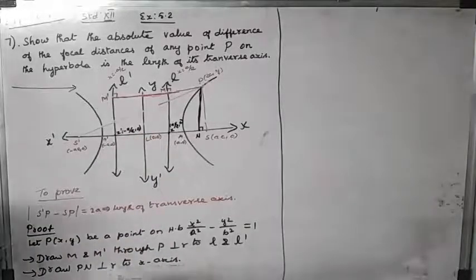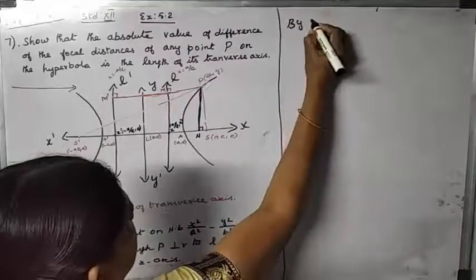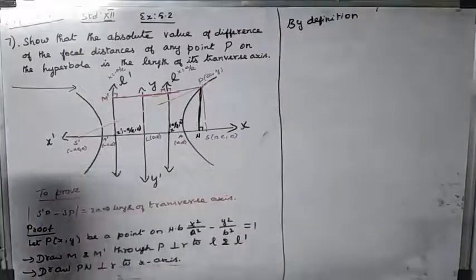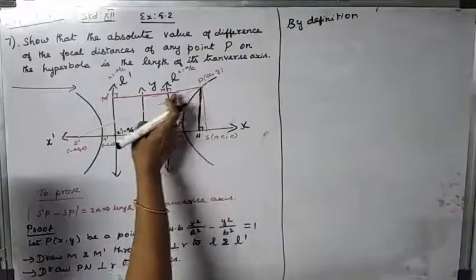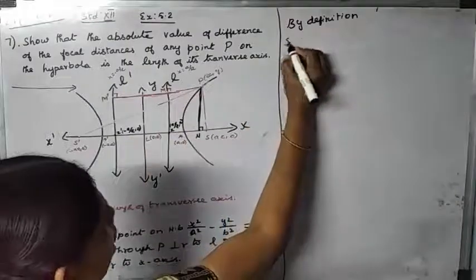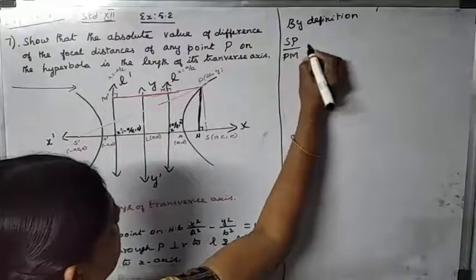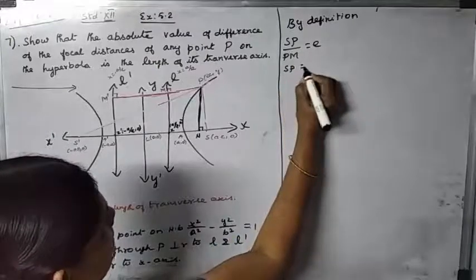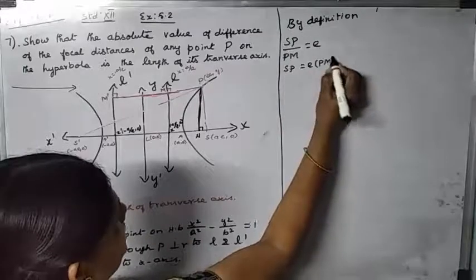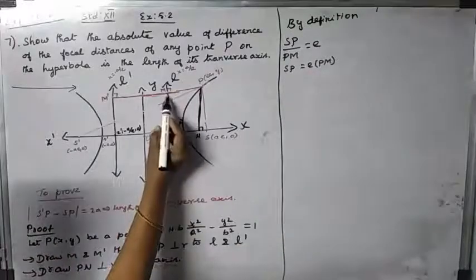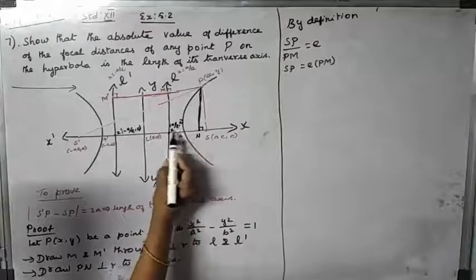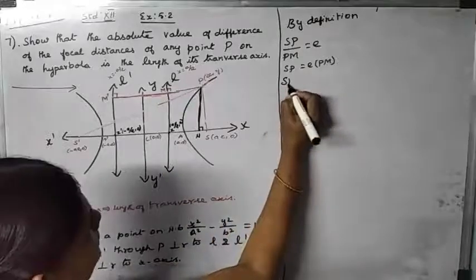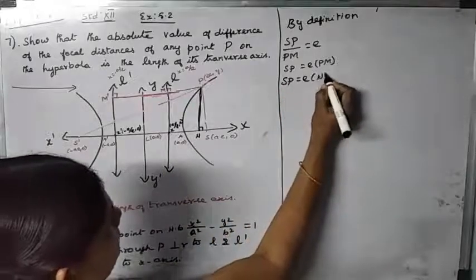Now by definition of hyperbola, we know that SP by PM is a constant. So SP by PM is a constant. Now bring this PM to this side, cross multiply, it becomes SP is equal to e of PM. Now look at this distance, PM is equal to NZ. PM is equal to NZ. So I can write SP is equal to e of NZ.